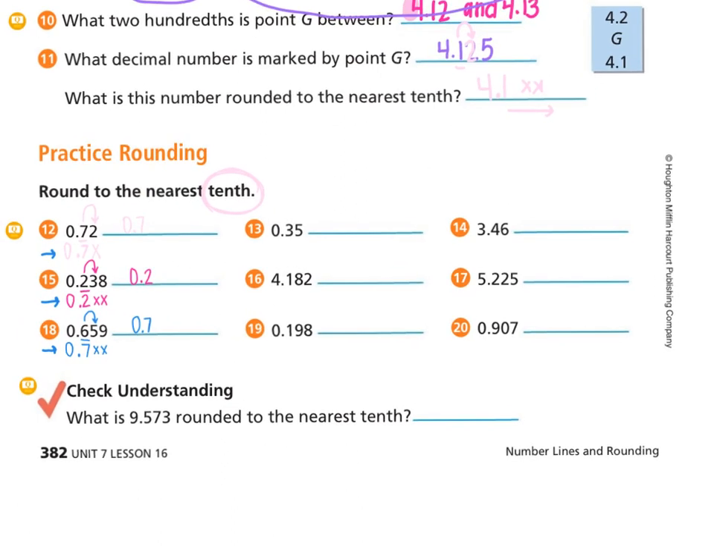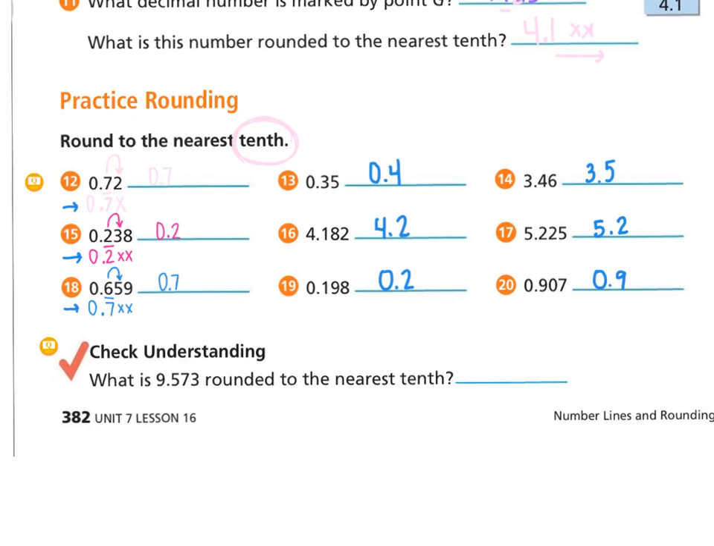Now that you've finished, let's see how you did. Number 13 is 0 and 4/10. Number 16 is 4 and 2/10. Number 19 is 0 and 2/10. Number 14 is 3 and 5/10. Number 17 is 5 and 2/10. And number 20 is 0 and 9/10.